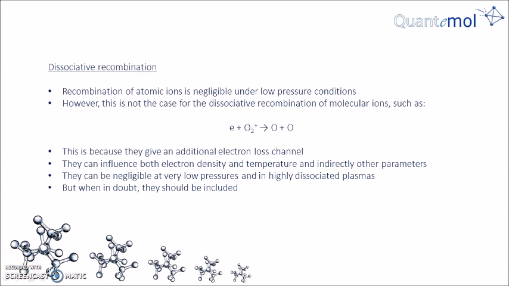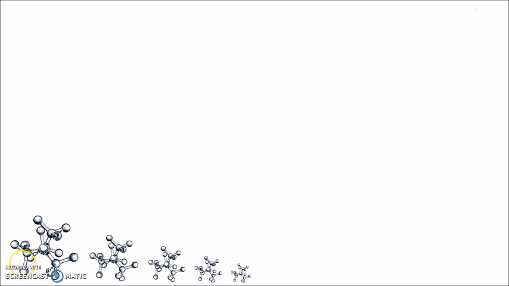The recombination of atomic ions is negligible under low pressure conditions, as this is actually a three-body process. However, this is not the case for the dissociative recombination of molecular ions, such as e plus O2+ making O plus O, which are quite efficient. As they give an additional electron loss channel, they can influence both electron density and temperature and indirectly other parameters. They can be negligible at low pressures and in highly dissociated plasmas, but when in doubt, they should be included.